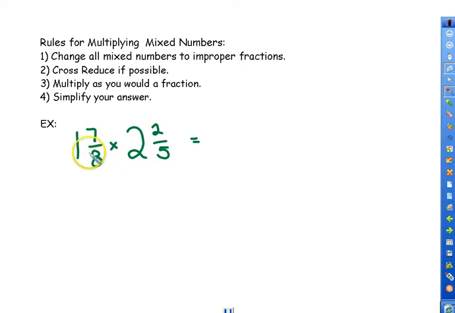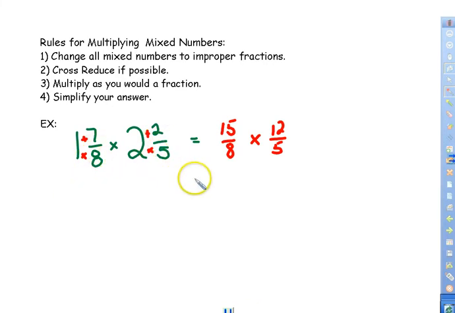So again, 8 times 1 is 8, plus the 7 is going to give me 15/8, times, and then 5 times, so the denominator times the whole number, that's 10. Take 10 plus the 2, which is 12, over, again, the denominator stays the same. That is something that we've done plenty of already this school year, so I'm pretty certain that will make total sense to you.